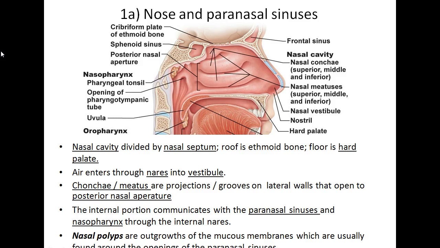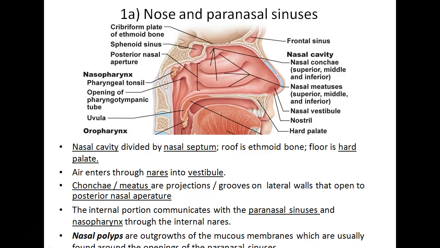It's also worth noting that inferior to each pair of the nasal concha is its nasal hiatus. It's noteworthy that we sometimes have slight imbalances, nasal polyps. Those are going to be outgrowths of mucous membranes, and they're usually found around the openings of the paranasal sinuses. So we do have openings for sinuses. We can see in this diagram, here's a frontal sinus, which is not related to the nasal cavity, but we have entrances to other sinuses in this nasal cavity.